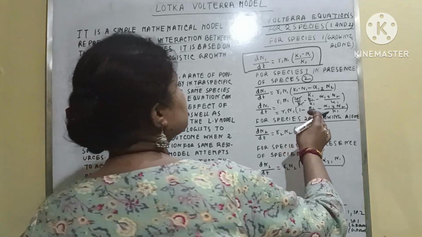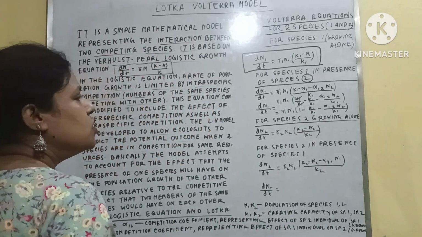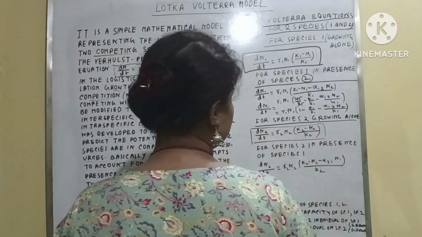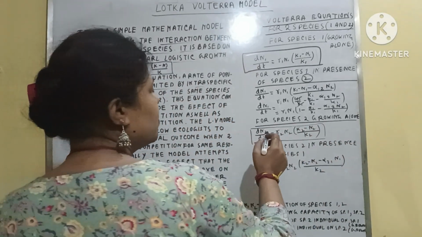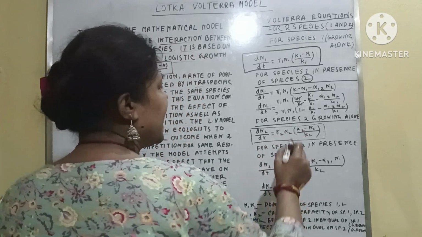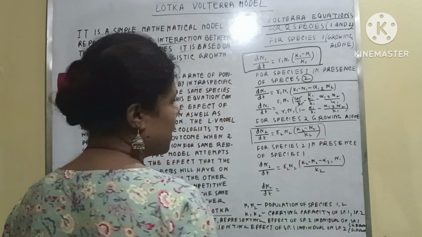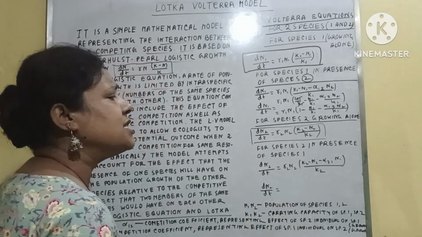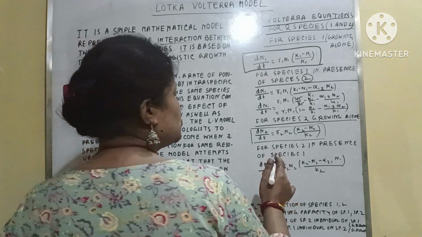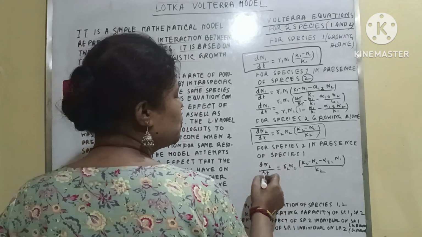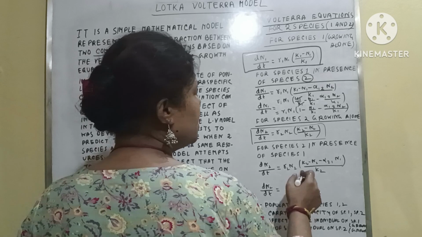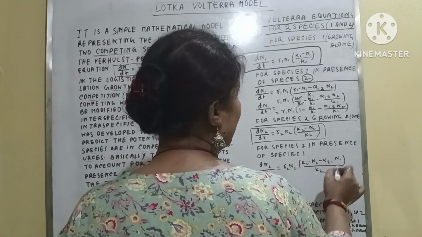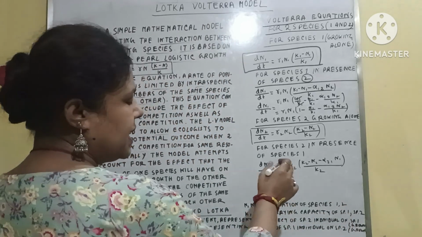In the same way, if species 2 is growing alone, the equation is dN2/dt equals r2 N2 (K2 minus N2) by K2. And what will be the equation if species 1 is present? In that situation, dN2/dt equals r2 N2 (K2 minus N2 minus alpha21 N1) by K2.